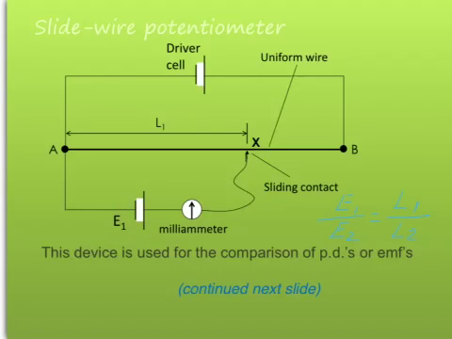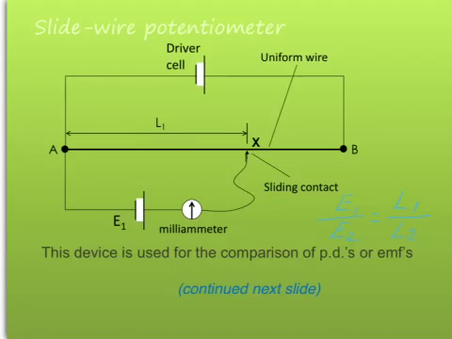and then we can adjust the sliding contact here to find a point X where the milliammeter shows no reading. There is no current flowing through here. And we note the length here at L1.